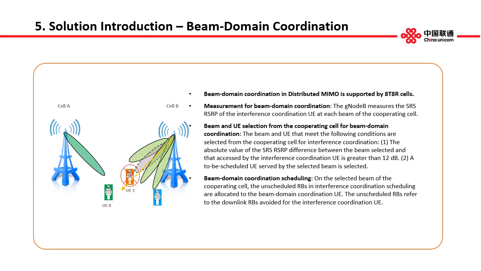1. The absolute value of the SRS-RSRP difference between the beam selected and that accessed by the interference coordination UE is greater than 12 dB. 2. A to-be-scheduled UE served by the selected beam is selected. Finally, beam domain coordination scheduling. On the selected beam of the cooperating cell, the unscheduled RBs and interference coordination scheduling are allocated to the beam domain coordination UE. The unscheduled RBs refer to the downlink RBs avoided for the interference coordination UE.